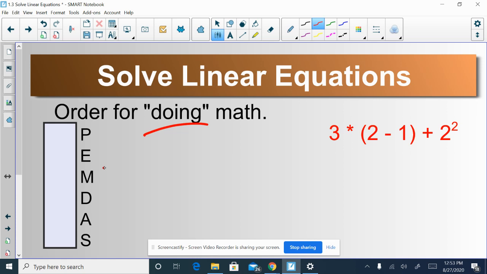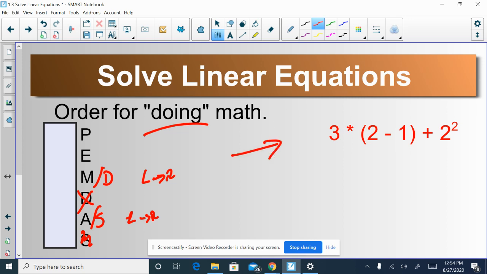But in actuality, multiplication and division are tied for which one would happen first, and we do those from left to right. The same thing goes for addition and subtraction. They should be written like this, addition or subtraction, and we do them in order from left to right. It's not that addition takes preference over subtraction. Whichever one is further to the left would take preference over the other.